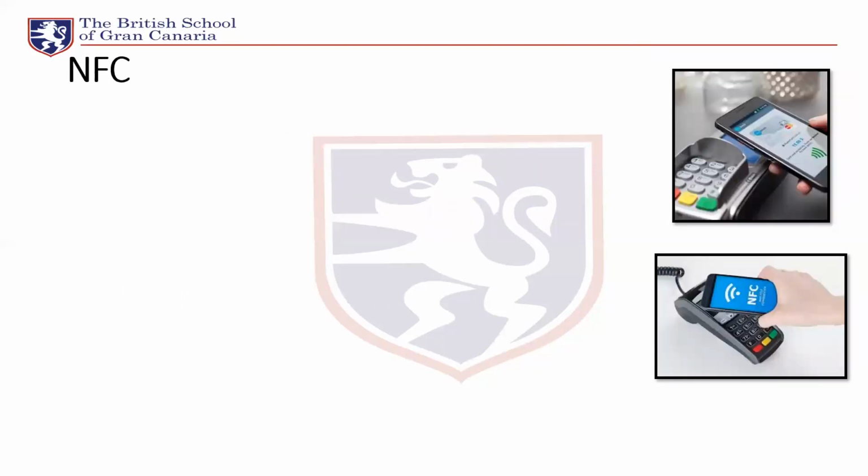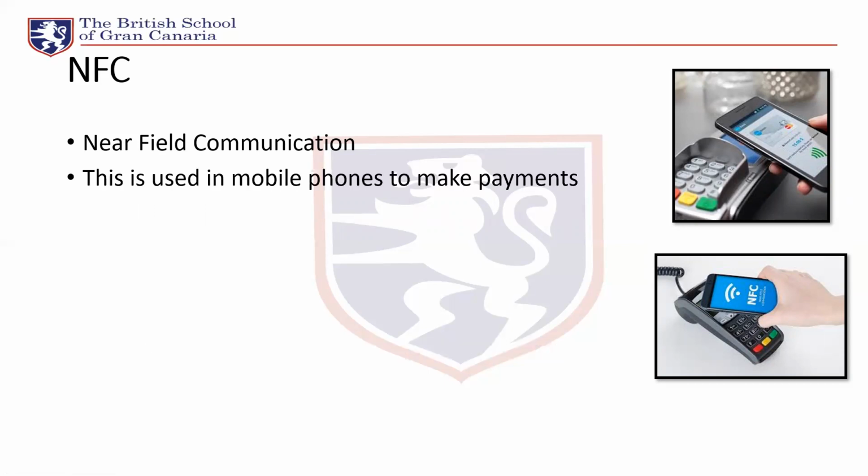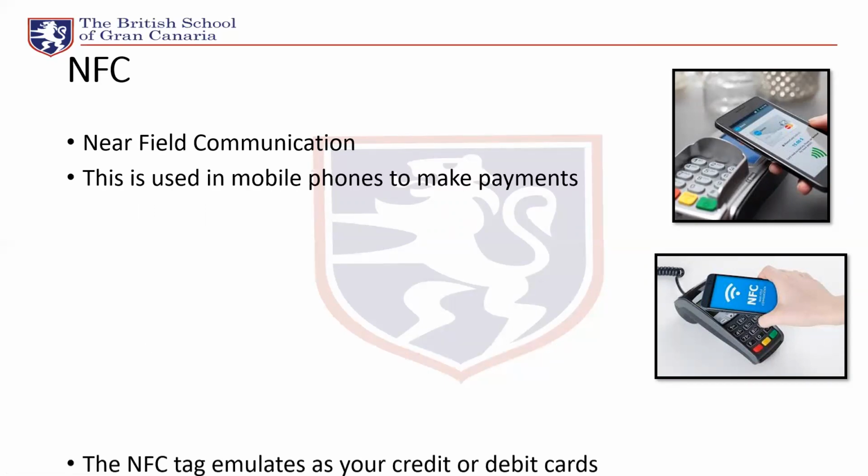Now, the next one is NFC, okay? So hopefully you can see a clue using the pictures here, like payment using your mobile phone. This stands for near field communication. And it is what it says on the tin. When you're close to the reading device, it can communicate. So this is used in mobile phones to make payments.